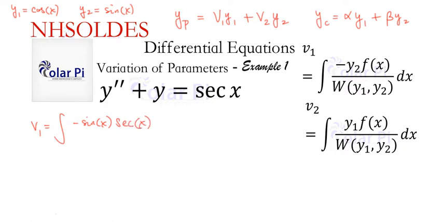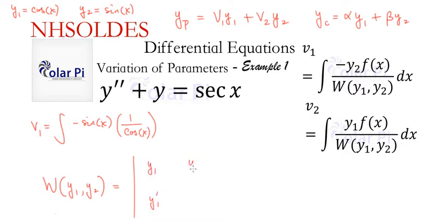I explained that in greater detail also in example 0. And then sec x I'm going to choose to write as 1 over cos x. And I can, right? Then let's figure out what the Wronskian W of y1, y2 is. W of y1, y2 is the determinant of the matrix with entries y1, y1 prime, and then y2, and then y2 prime, right? That's what the Wronskian is.